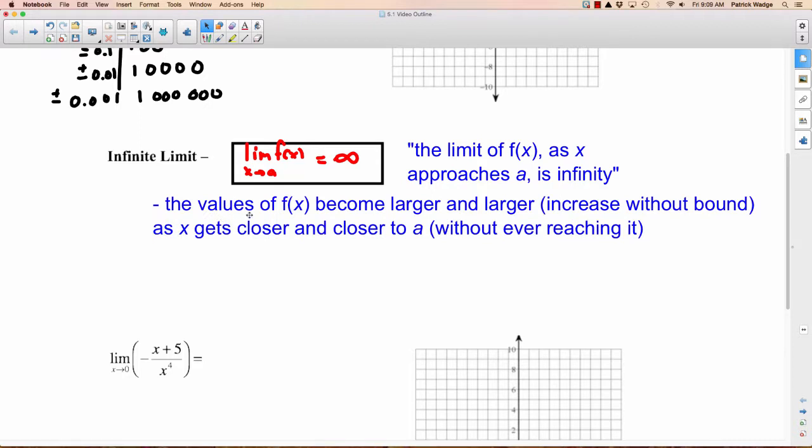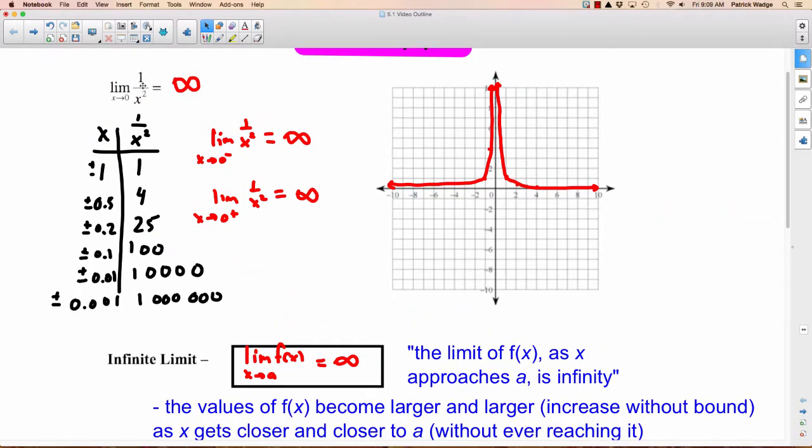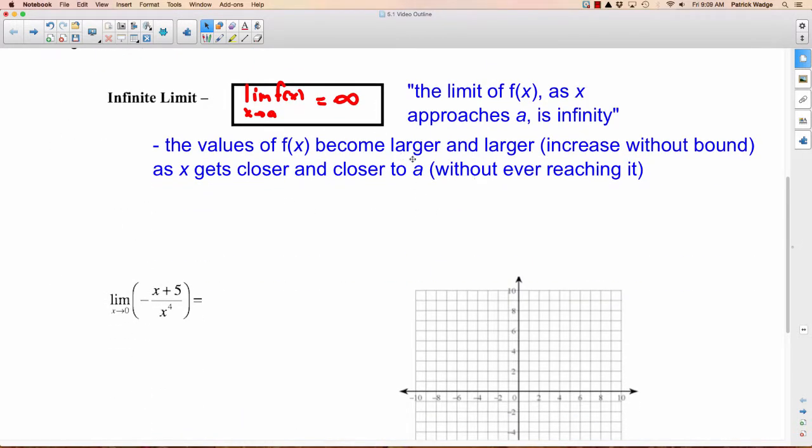First one, the values of f of x become larger and larger. We say they increase without bound. Like you can make them as big as you want as x gets closer and closer to a without ever reaching it. Remember, we can't actually go to 0 here, because if you had an x value of 0, you have 1 over 0, which you're not allowed to do. But I can go as close to 0 as I want. I can put 63,000 zeros before the 1, and this y value is going to be absolutely enormous. And so the values of f of x keep becoming larger and larger as we get closer to a.